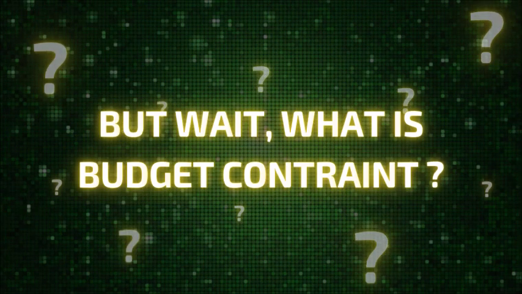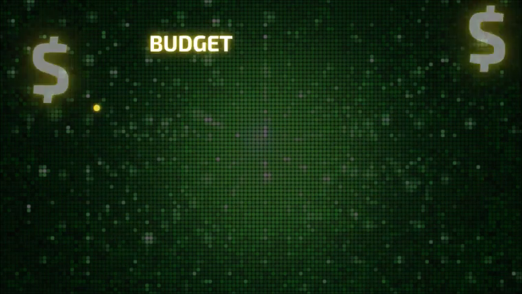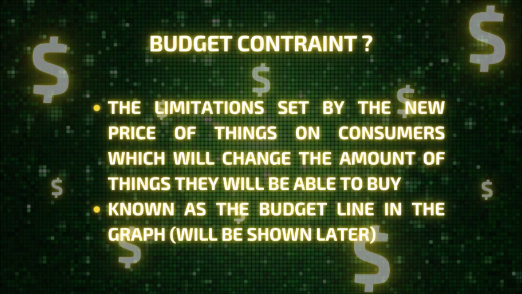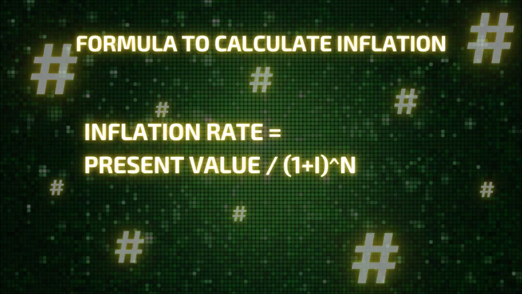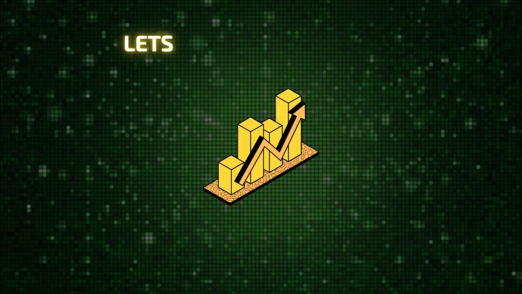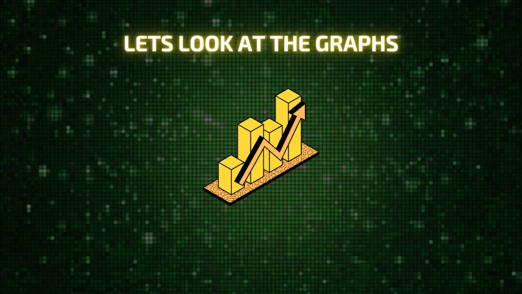But wait, what is budget constraint? Budget constraint is the limitation set by the new price of things on consumers, which will change the amount of things they will be able to buy. It is also known as the budget line in the graph, which will be shown later. How to calculate? The formula to calculate the rate is as shown below. Next, we'll be looking at the graph.